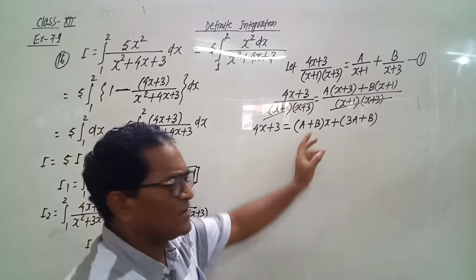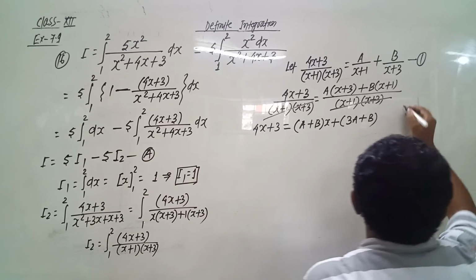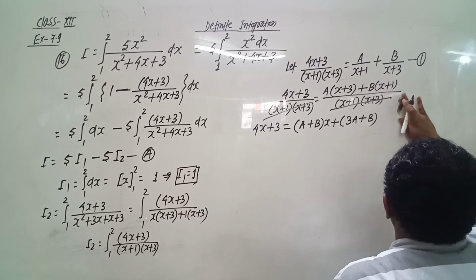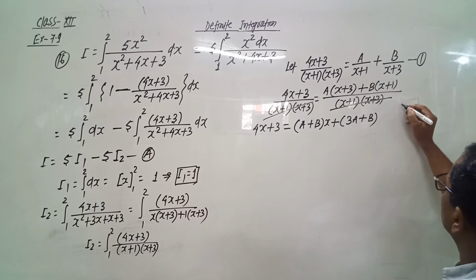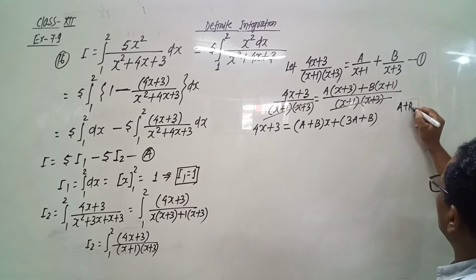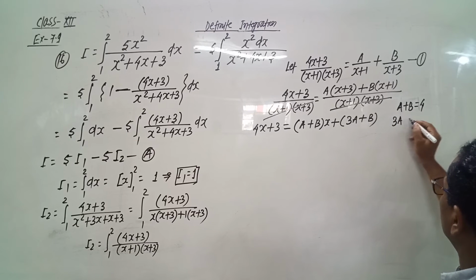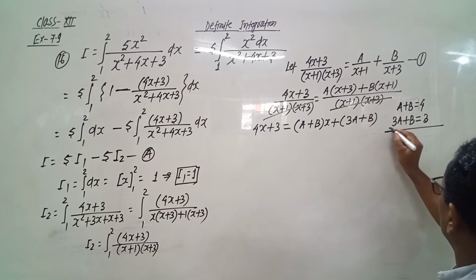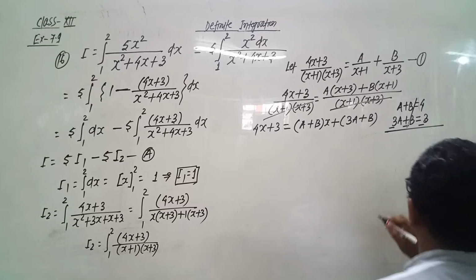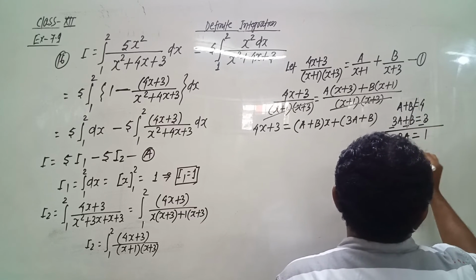So the coefficient of x on the right side is a plus b, and on the left side the coefficient of x is 4. So we write a plus b equals 4. The constant term is 3a plus b, and on the left side the constant term is 3. Subtracting, b and b cancel, so a minus 3a is minus 2a, and 4 minus 3 is 1.